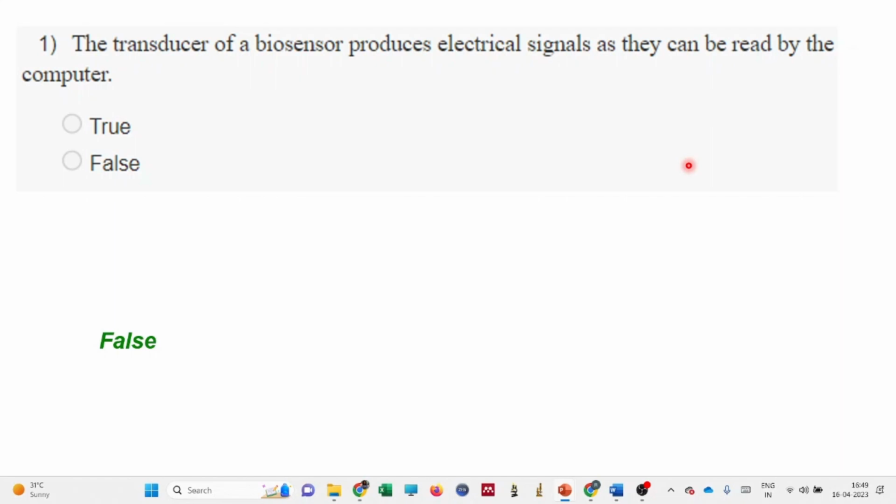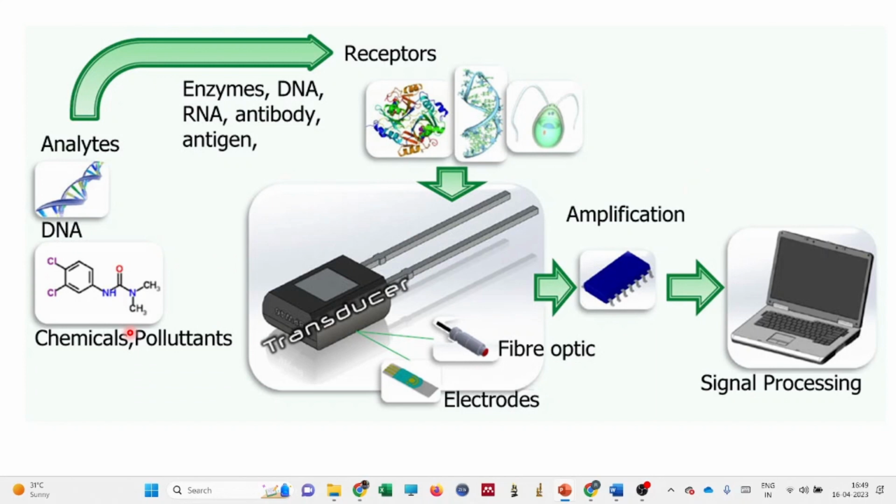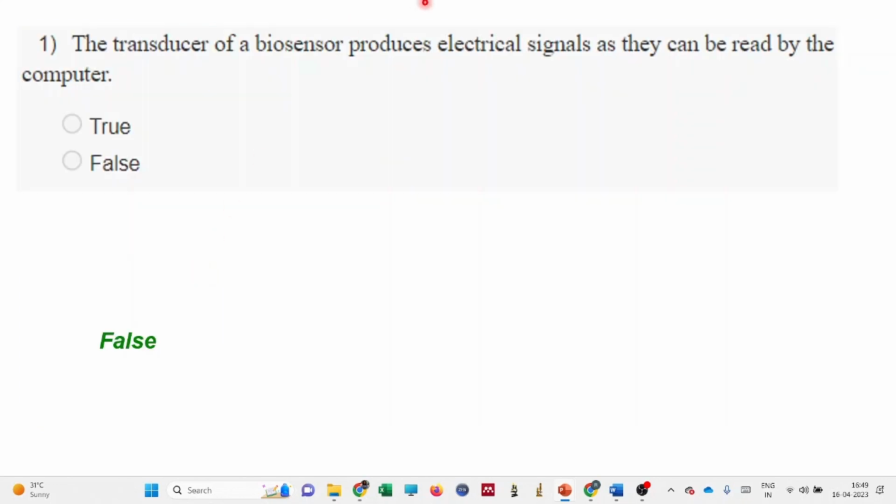It does not produce electrical signals as such, but it definitely converts the other signals to electrical signals. So in that aspect, saying the transducer produces electrical signals is not exactly the correct term, but it helps in the conversion of whatever interaction is happening with the analyte into this signal. So "produces" should not be the right answer. "Converts" should have been used in this statement, then that would have been true. Otherwise, it does not produce any kind of electrical signals on its own.